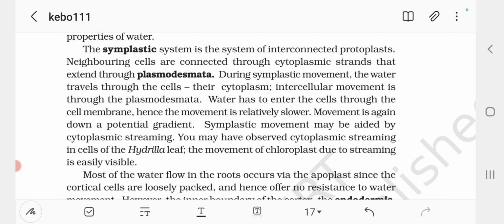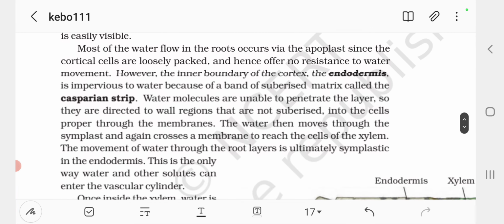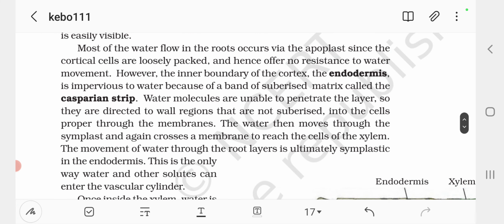Symplastic movement may be aided by cytoplasmic streaming. You may have observed cytoplasmic streaming in the cells of Hydrilla leaf. The movement of chloroplasts due to the streaming is easily visible. Most of the water flow in the roots occurs via the apoplast since the cortical cells are loosely packed and hence offer no resistance to water movement.